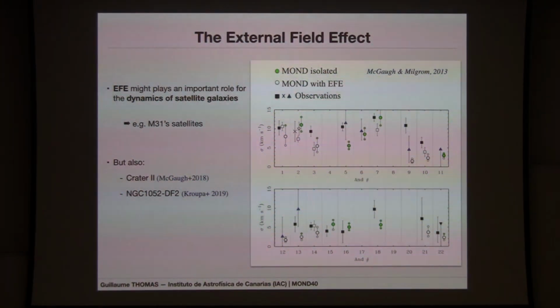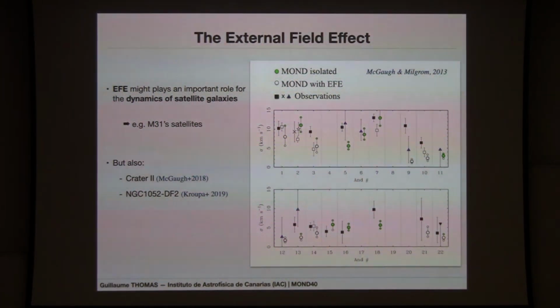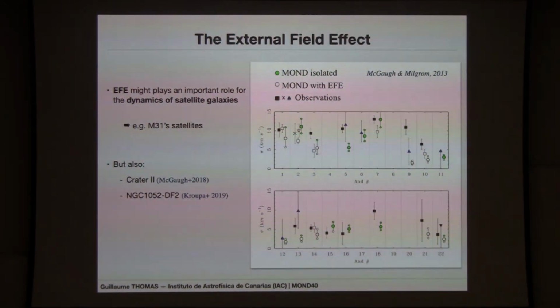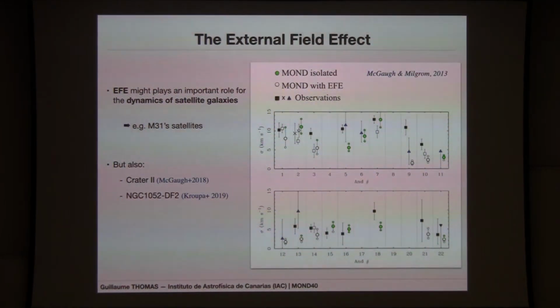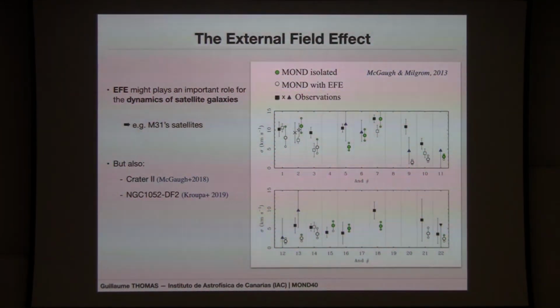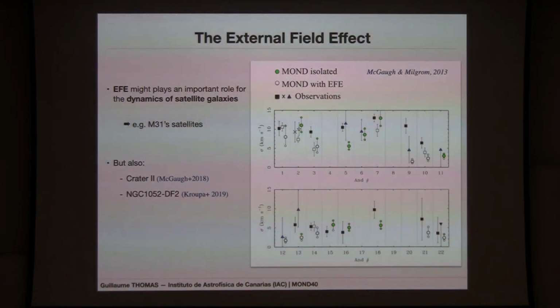It has already been shown a lot that the external field effect can explain, and it's extremely important to explain, the dynamics and the internal dynamics of several galactic objects, such as dwarf galaxies. And you have here the picture that Stacy already showed two days ago, with the velocity dispersion of dwarfs in M31 that are predicted in isolation in green, and in white when you take into account the external field effect, and you compare that with the observations. And you see that indeed the external field effect can play an important role, and it's crucial to explain the observations in M31.